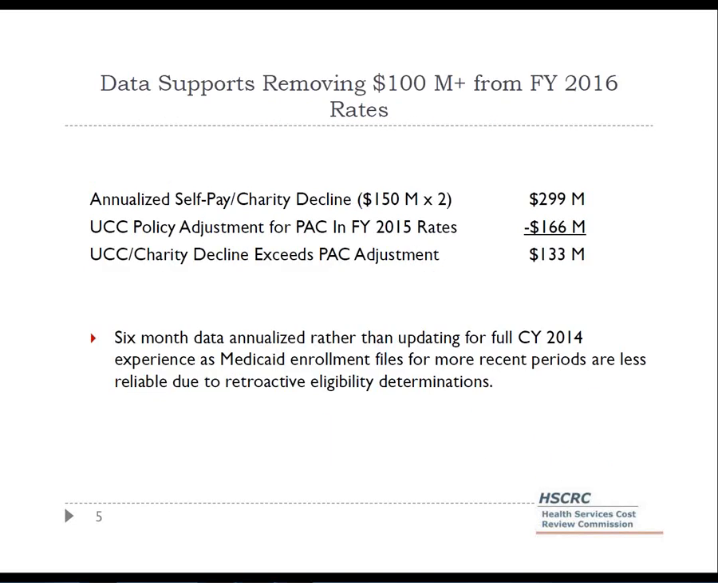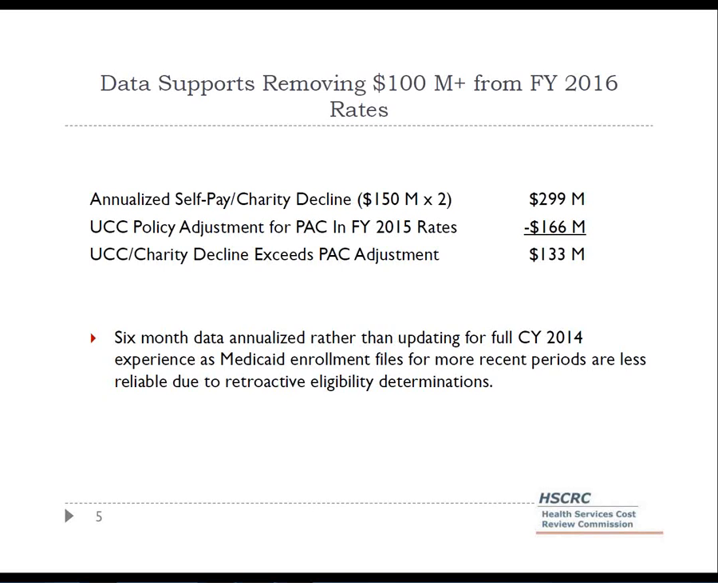Okay, so the next slide, we took that 150 million reduction for the 6-month period, and we just doubled it to try to annualize the numbers. So we came up with 299 million overall self-pay charity decline. It would be the expectation for the year.